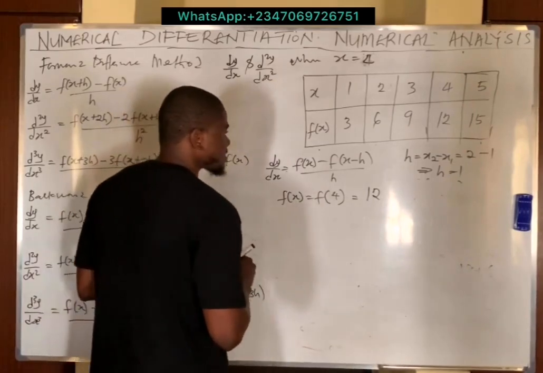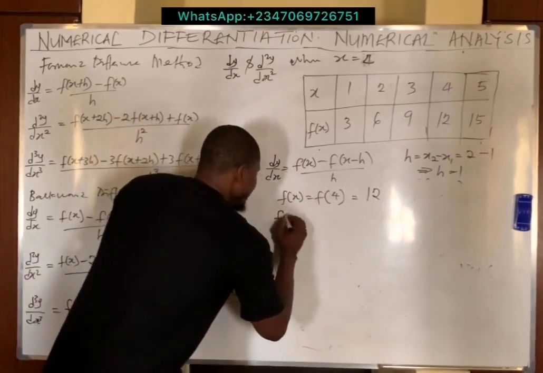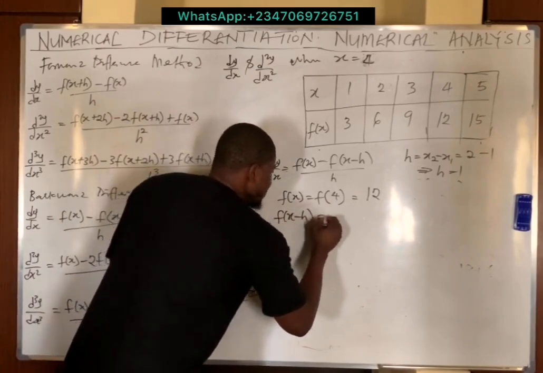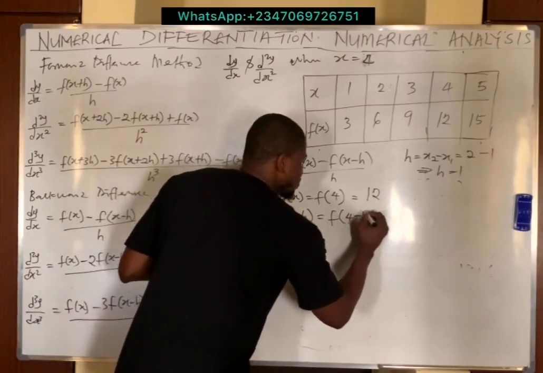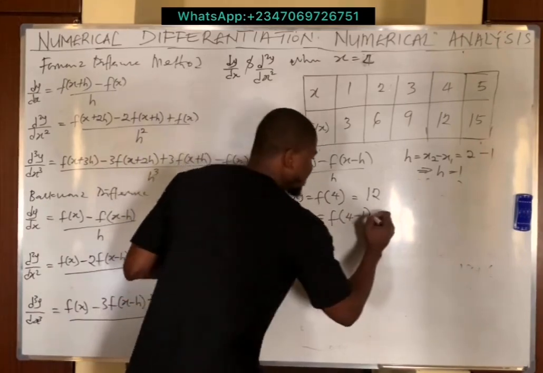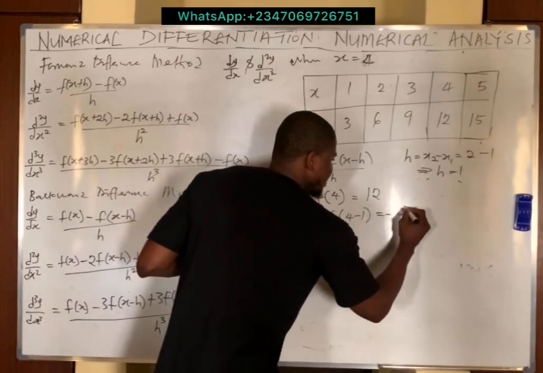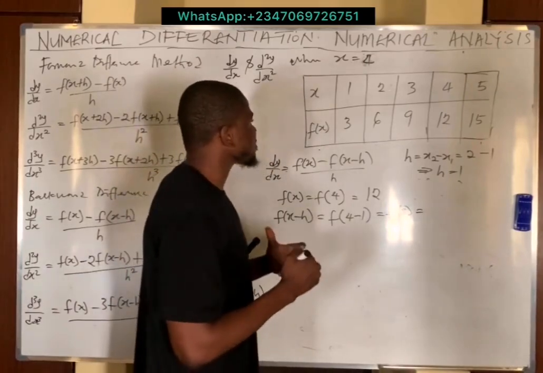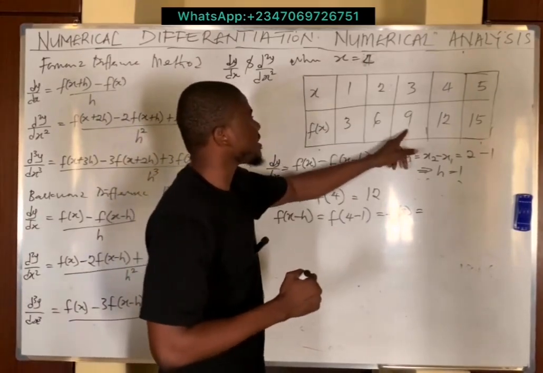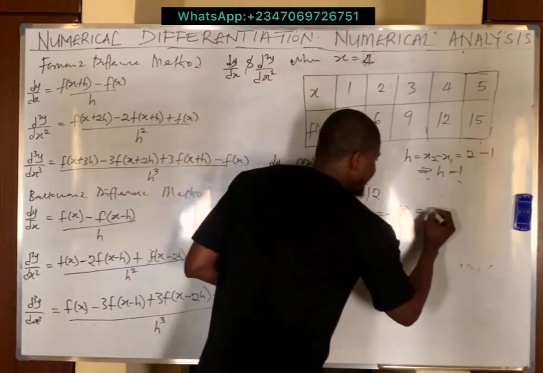Similarly, we find f of x minus h. This is going to be equal to f of x, which is 4, minus h, which is 1, so it becomes f of 4 minus 1. This is equal to f of 3. So from the table, when x is 3, what is y? When x is 3, the value of y is simply 9. So f of 3 is 9.